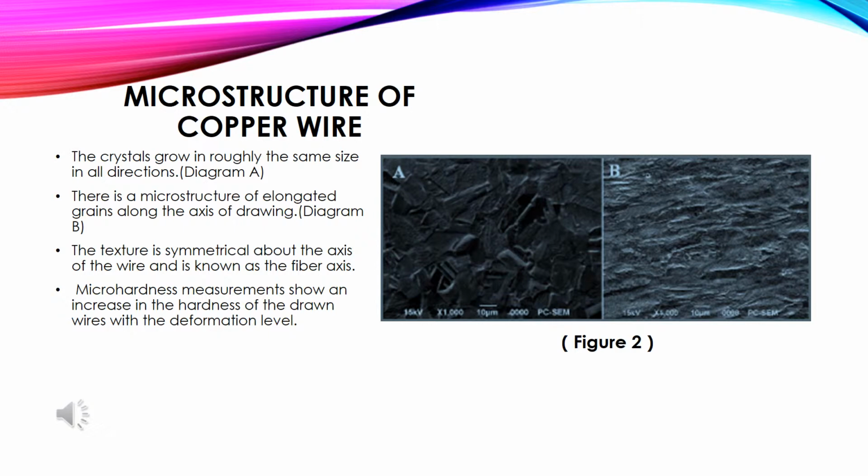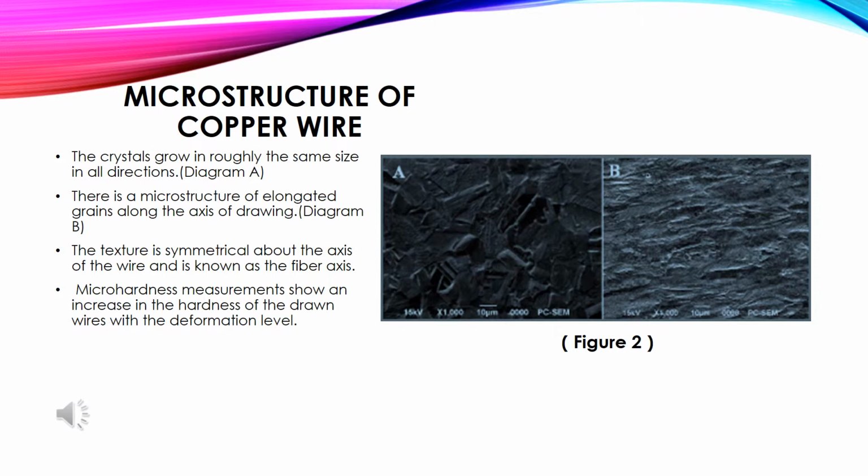Referring to figure 2, the microstructure of the as-received wire A forms equiaxed grains, meaning that the crystals grow to roughly the same size in all directions. However, in the longitudinal plane of the drawn wire B, there is a microstructure of elongated grains along the axis of drawing. As the level of deformation increases, the drawn wire acquires a textured fibrous microstructure. The texture is symmetrical about the axis of the wire and is known as the fiber axis.